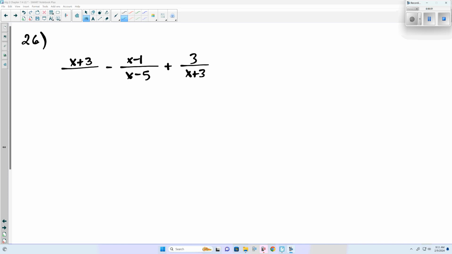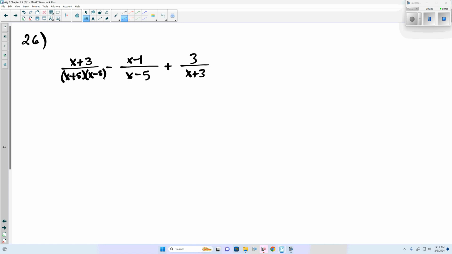All right, guys, so we're going to start off by looking at exercise 7.41, problem number 26. So this is pretty much the whole problem. The only thing I didn't write in was our first expression was x squared minus 25. It actually factors to x plus 5 and x minus 5.